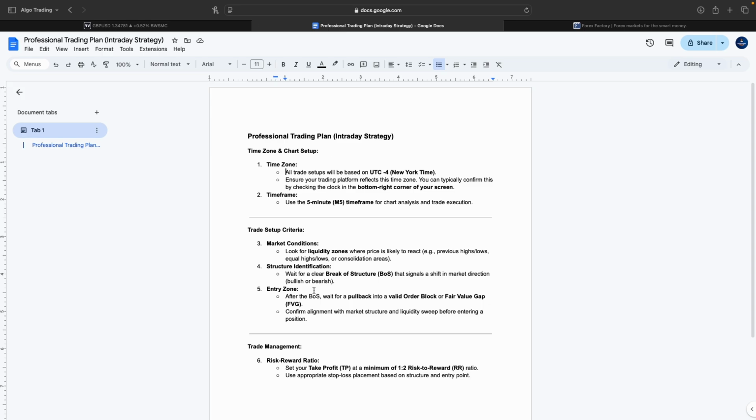Structure identification, you want to wait for a break of structure that signals a shift in the market direction. Your entry zone after the break of structure will be to wait for a pullback into an order block or fair value gap, and confirm alignment with the market structure and liquidity sweep before entering a position.